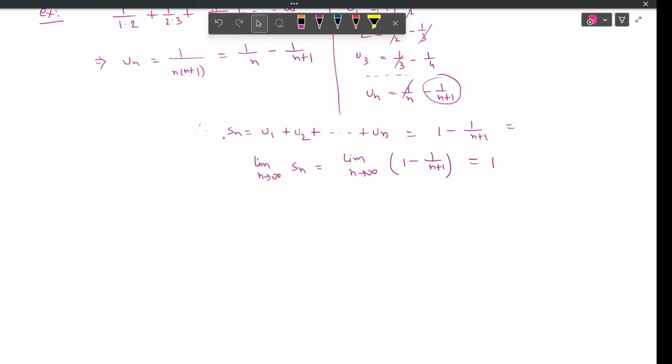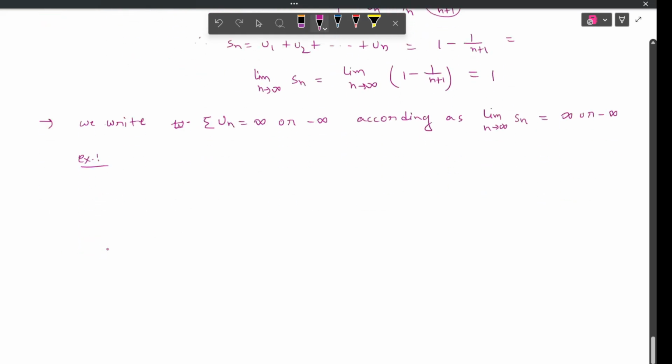Now let us move forward. See, we write summation of un is infinity or minus infinity according as limit n tends to infinity s of n is infinity or minus infinity. Let us take one example regarding this, so it will be more clear.